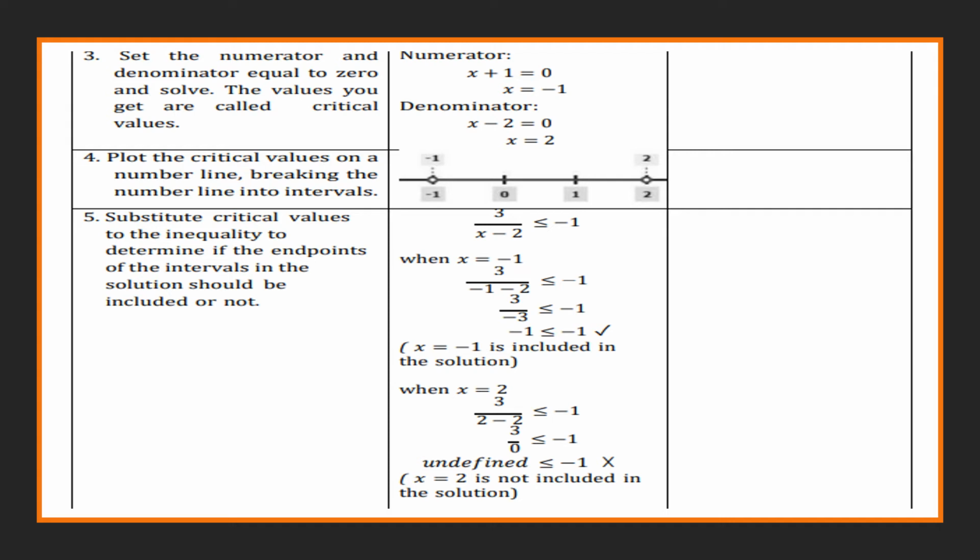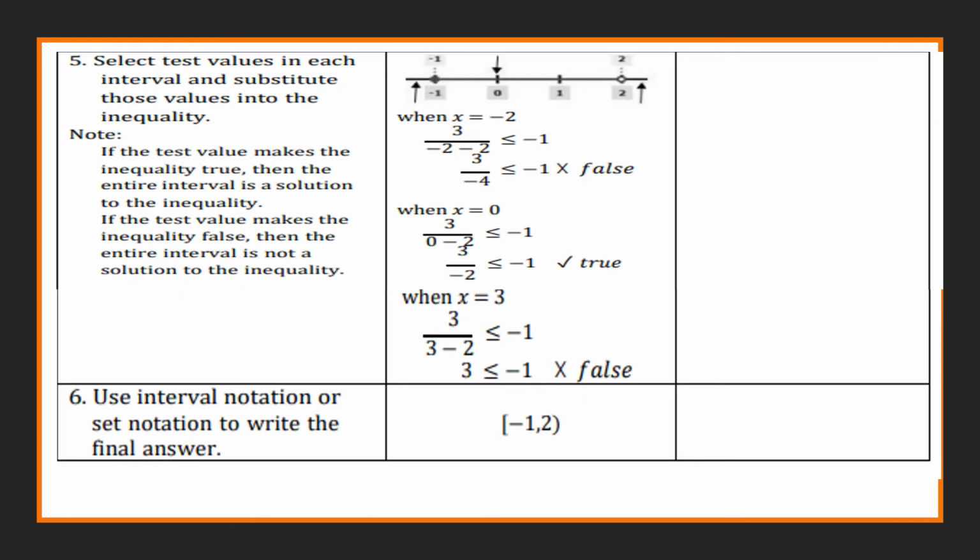Let's try x equals 2. 3 over 2 minus 2. So 3 over 0, you immediately get a 0 denominator. That is undefined. So x equal to 2 is not included in the solution. It's that simple. The step is a bit long, but it's easy to follow. Okay, now, select test values in each interval and substitute those values into the inequality.